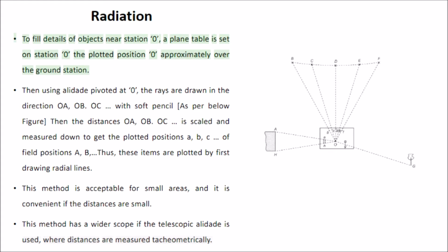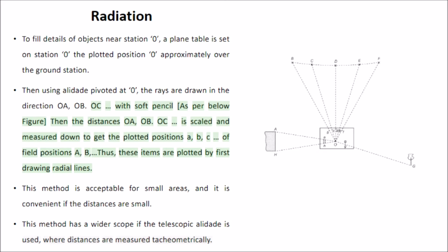Radiation. To fill in details of objects near station O, a plane table is set on station O, the plotted position o approximately over the ground station. Then using the eye dot pivoted at o, the rays are drawn in the direction OA, OB, OC with a soft pencil as per the figure below.